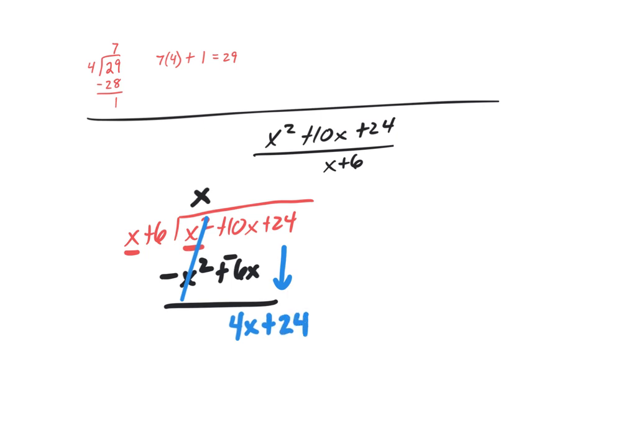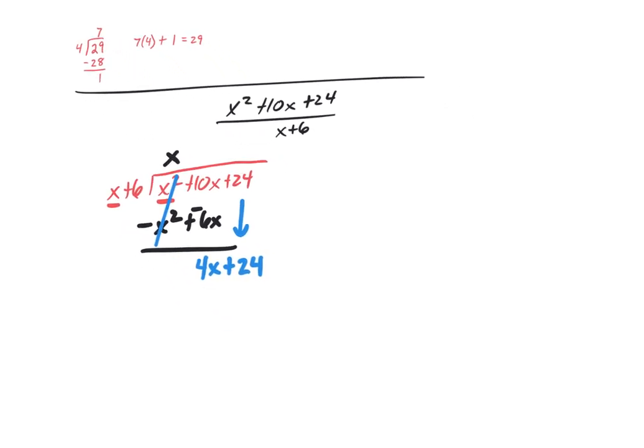Okay, I'm going to bring down the 24. And the one thing we'll say about long division is it's repetitive. And we do the same process essentially over and over and over again. So now we're going to do the same thing as what we did at the very beginning. We're going to ask ourselves, x times what will get me to 4x? What do I got to multiply x by to make 4x? 4.